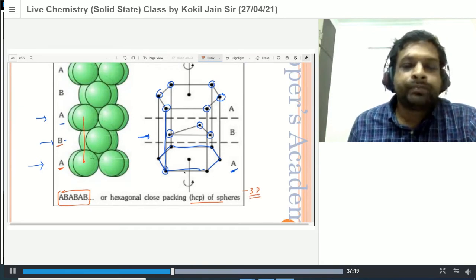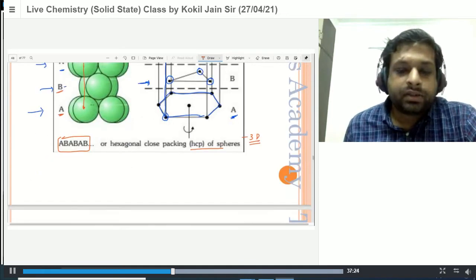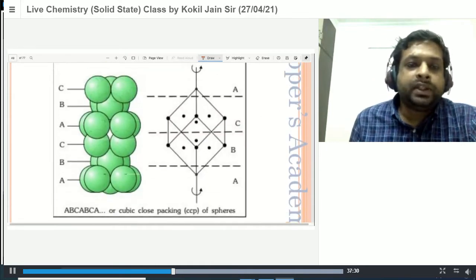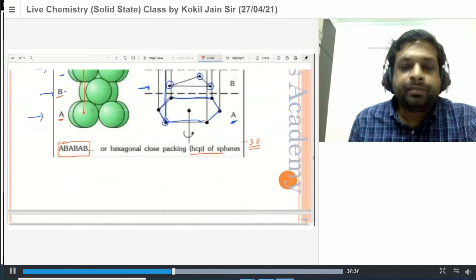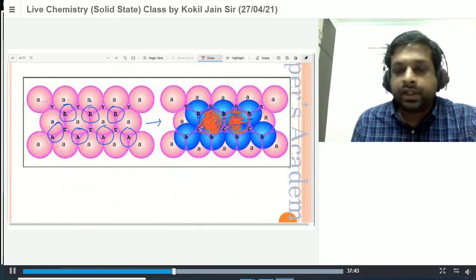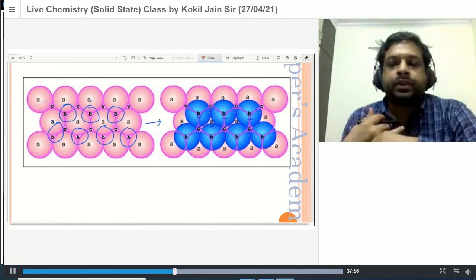If we are moving from square close packing to this hexagonal close packing, what we are seeing here is that the coordination number has increased from 4 to 6, and the packing efficiency has increased from 52% to 60.4%. Two things have increased. So this is going to achieve better stability than the earlier one.